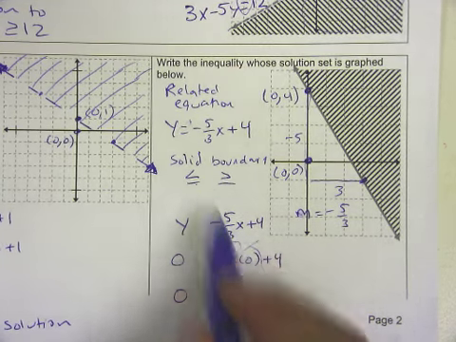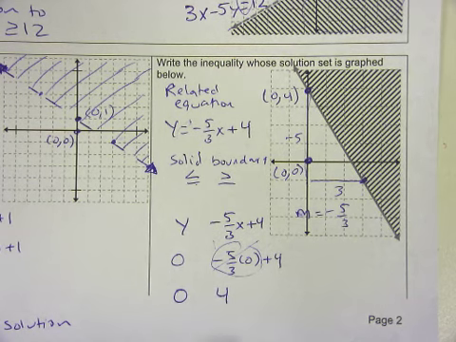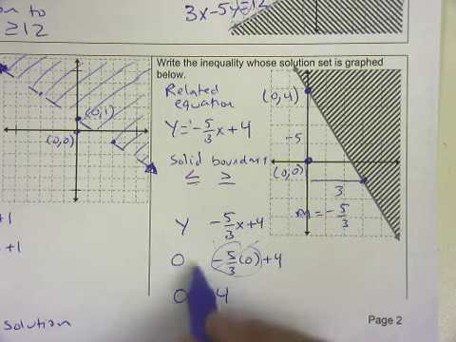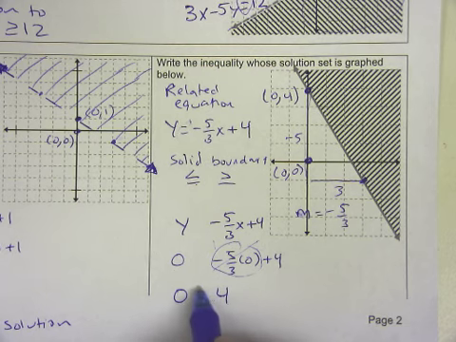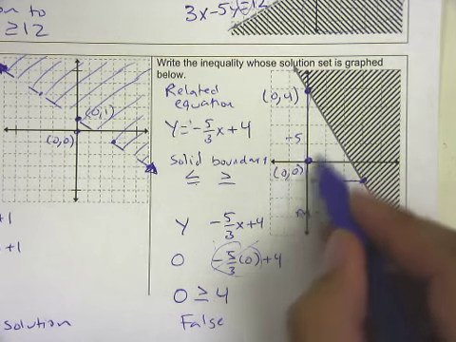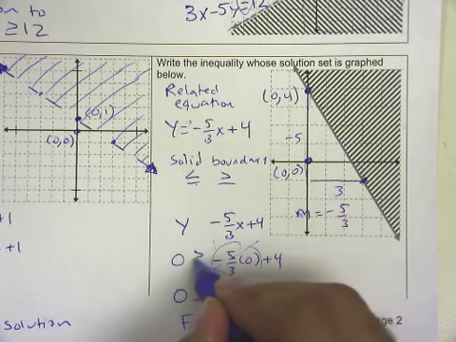Which one of our two inequality symbols makes this false? Well, 0 is less than 4, so if I want this to be false, I want to use the greater than symbol. So we have a false statement, which matches the graph where (0, 0) is in the non-shaded region.